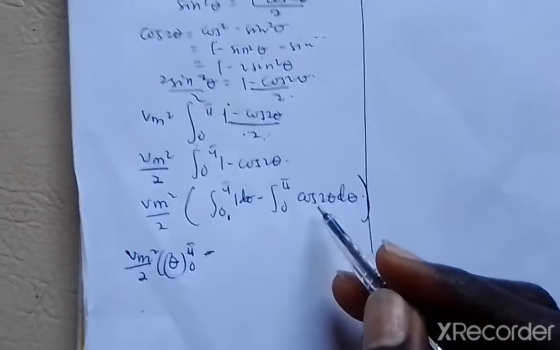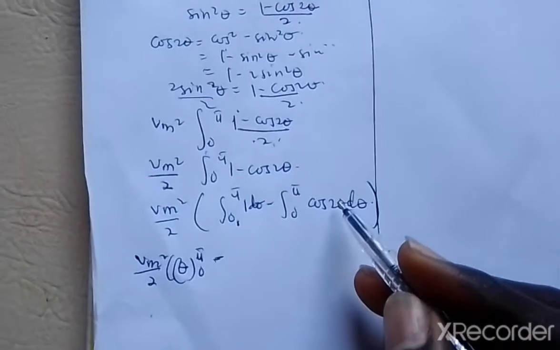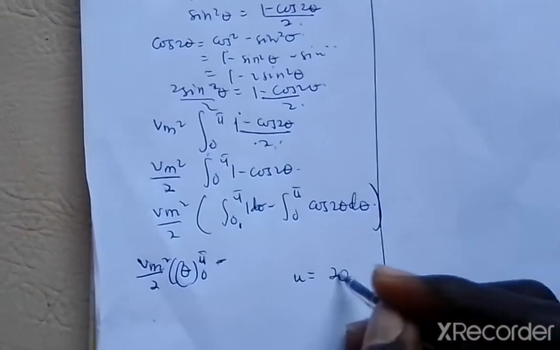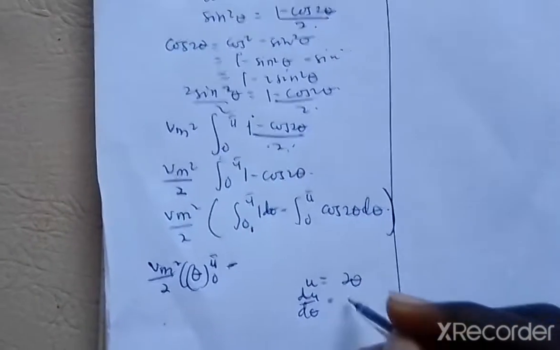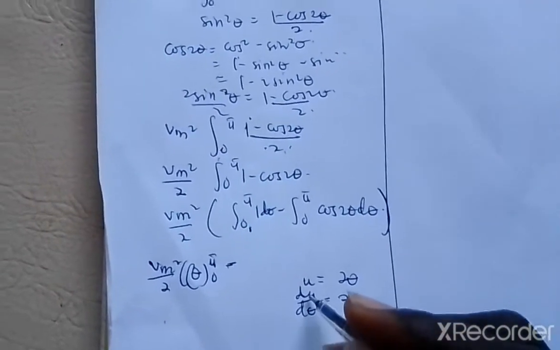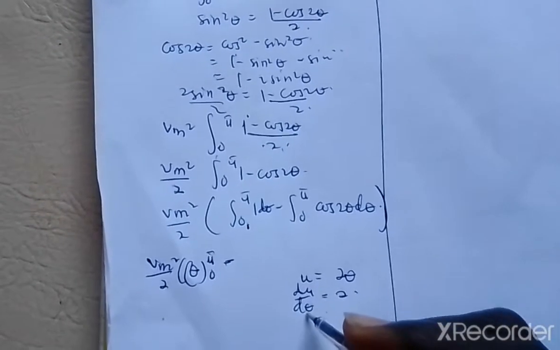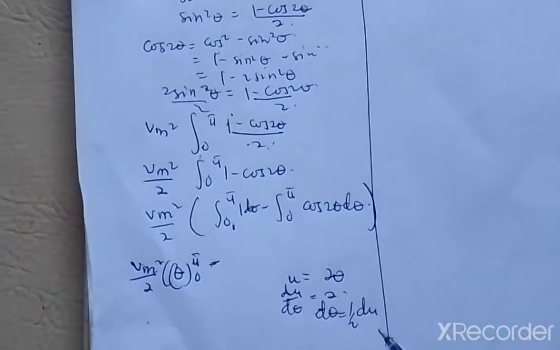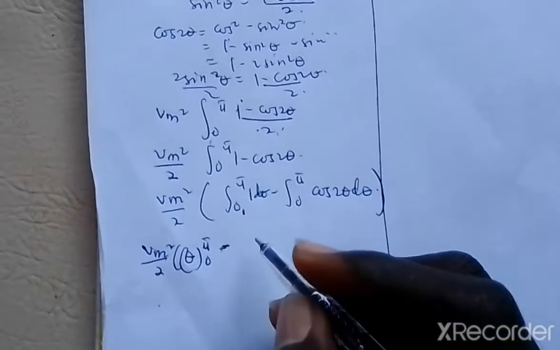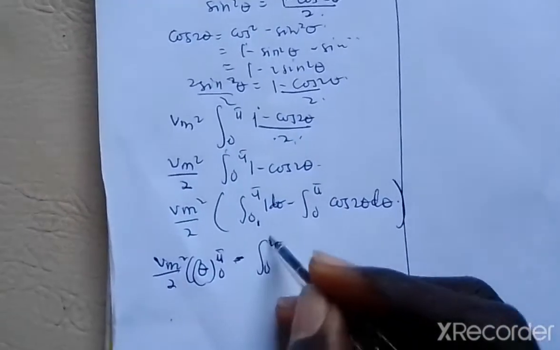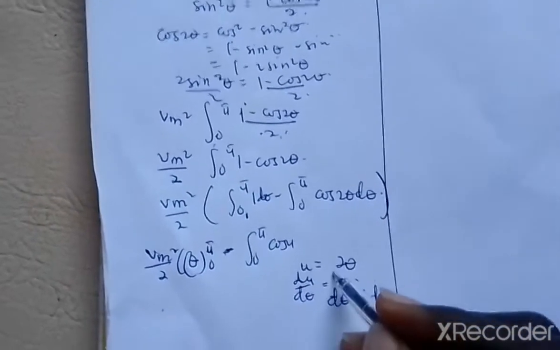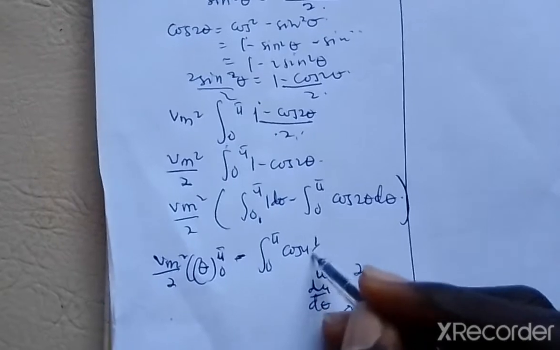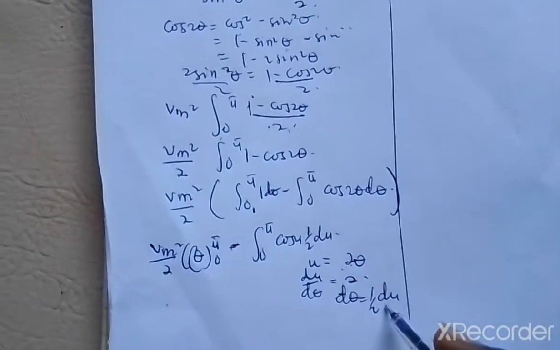Now for this one, we have to use the substitution method, where we make u equal to 2 theta. So if u is equal to 2 theta, du over d theta will give me 2. Now I want to make theta the subject. The theta is going to be 1 over 2 du. So if I make the substitution, I'm going to get something like this minus integral 0 to pi of cos u, because 2 theta is equal to u. Then I'll bring my 1 over 2 du in here nicely.